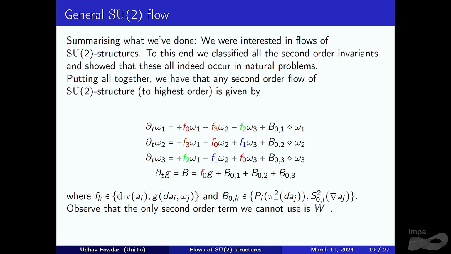So what this means for us is that whenever you have a flow of SU2 structures, and you have these functions f0 up to f3 that you have to choose, and these traceless symmetric tensors, there's only a finite pool where you can pick them from.